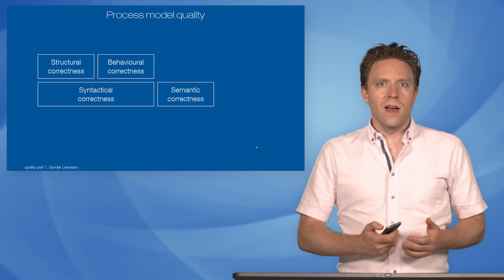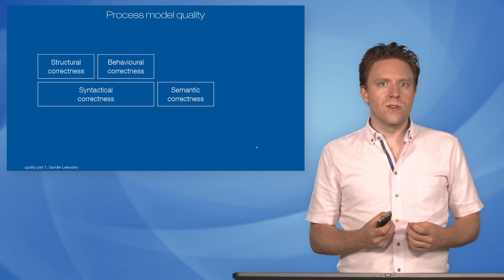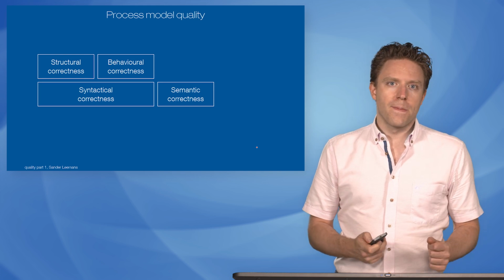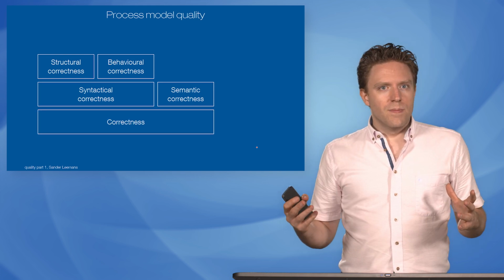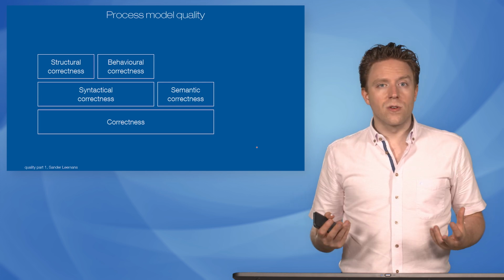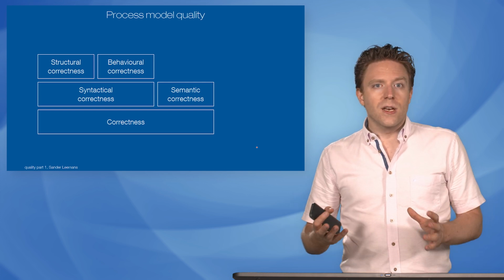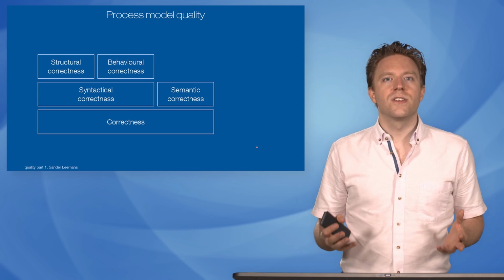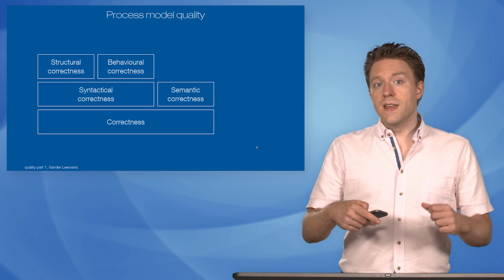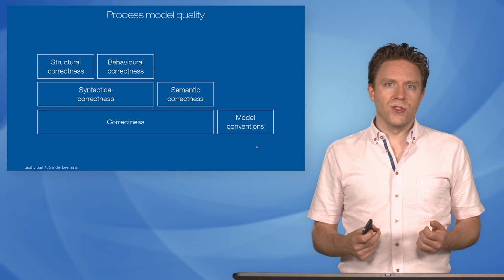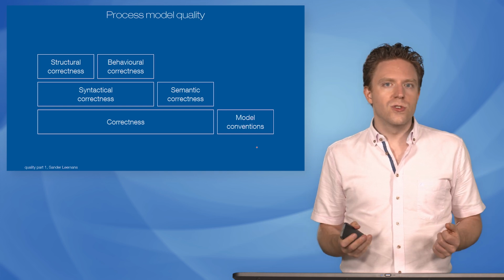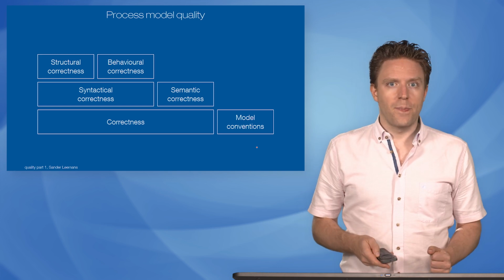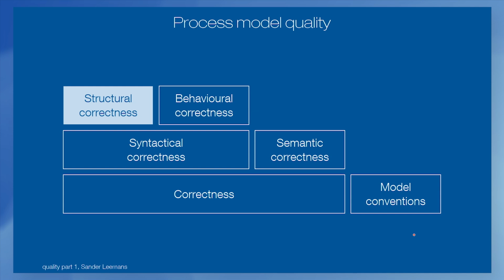Next to that, we have semantic correctness, which tells us that the model expresses the meaning that we want to. These three together, so structural correctness, behavioral correctness, and semantic correctness, we refer to as correctness. So a model is correct if it has these three properties. Next to that, there are modeling conventions that tell you what the model should look like and maybe simplify it for the intended purpose.